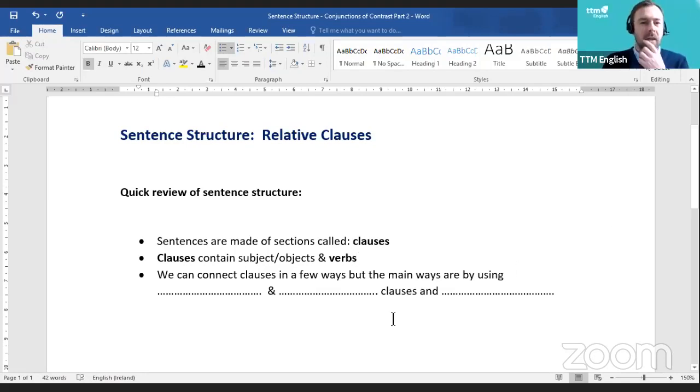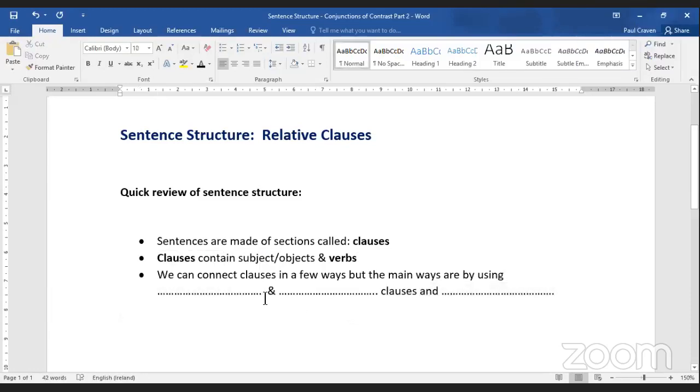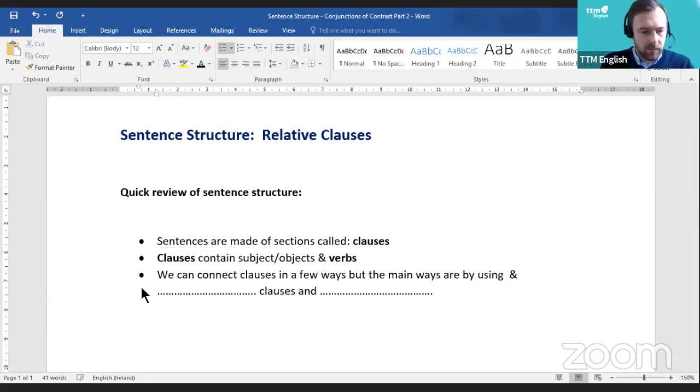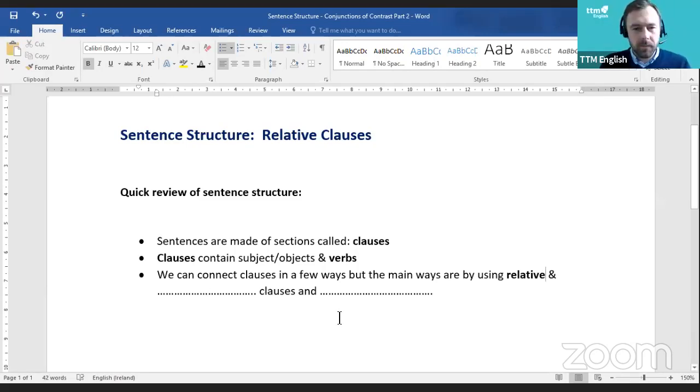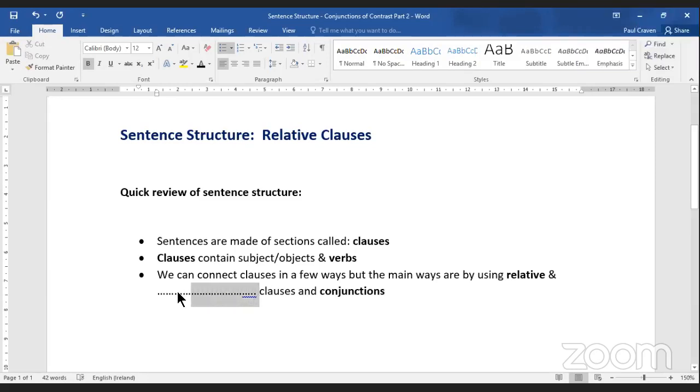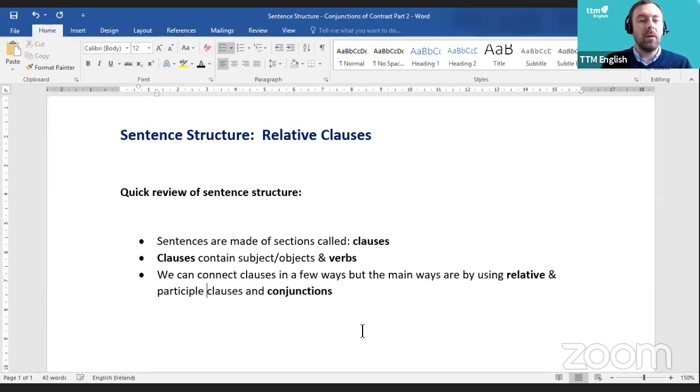We can connect clauses in a few ways, but the main ways are by using conjunctions, relative clauses, and participle clauses. Relative can go there. Yeah, I'm happy with that. Conjunctions can go here as well. And what did you look at? Participle clauses. Yeah, so that's what we've been looking at this week.